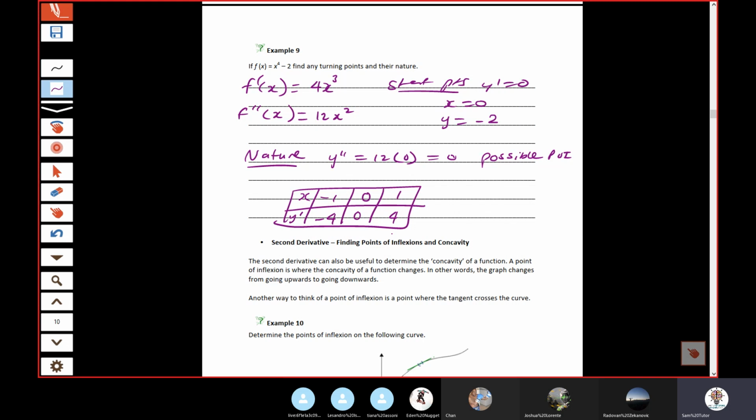So if we had gone and done points of inflection, which we're about to start soon, you would have realized it would have failed that test. So this is a negative to positive. So it's actually not a point of inflection, therefore it is a minimum. Did you realize it was a min?